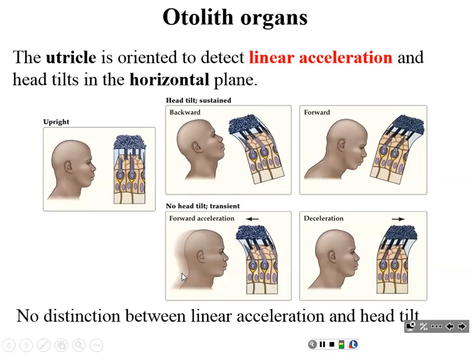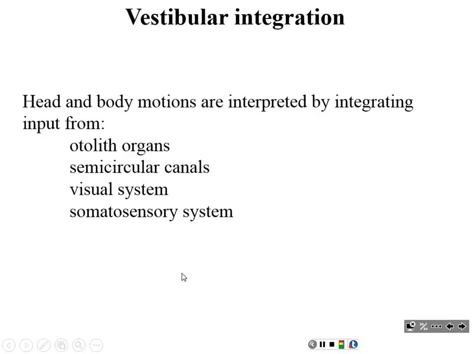When explaining all of this, I'm trying to oversimplify how it works. Basically, none of them work on its own. Head and body motions are interpreted by integrating input from the otolith organs, the semicircular canals, the visual system, and the somatosensory system. All of them help in understanding what's the position of the body, what's the position of the head, how is the head moving at any given time point. We're trying to separate how each one of them works, but remember, none of them work on its own. Okay?